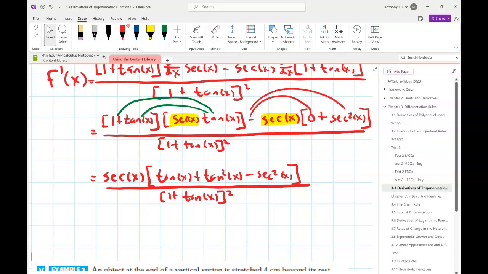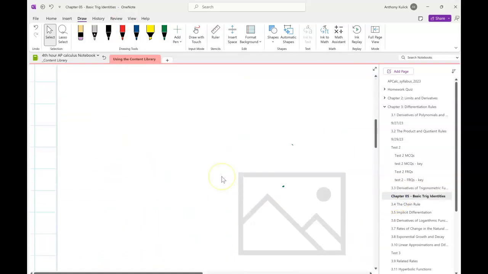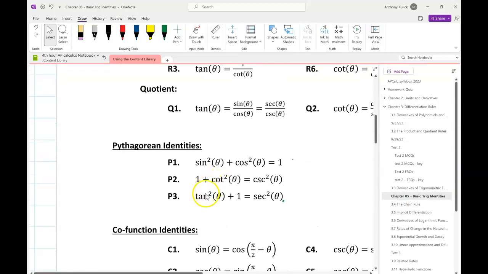Oh, is it 1 minus tan? It is one of the Pythagoreans for sure, right? Secant squared is tangent squared plus 1. And you're going to say to me right now, Mr. Kulik, I have to memorize these too?